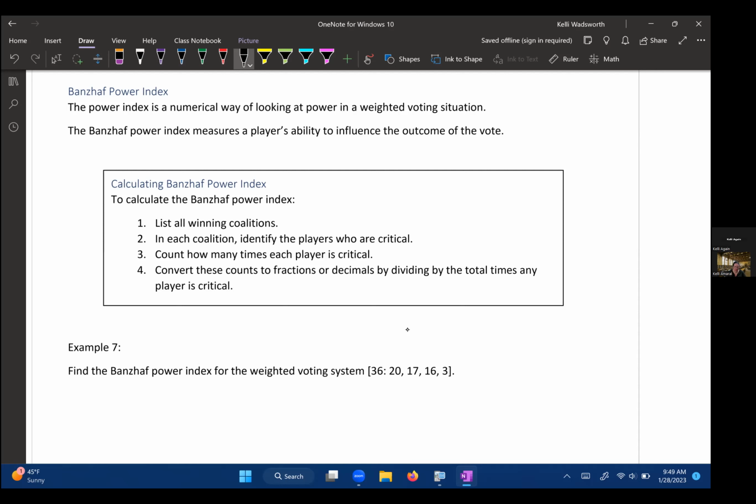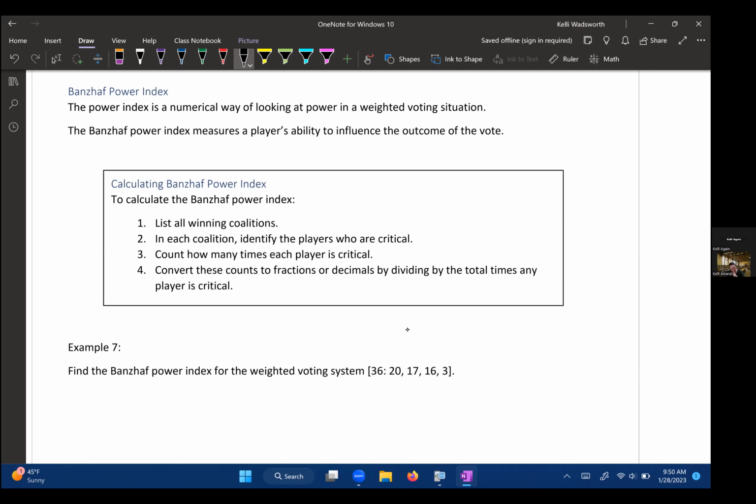Okay, so here is the big picture. How do you calculate the Banzhaf power index? First you have to list all winning coalitions. You have to list them all. Then for each coalition, you identify the players who are critical. You could circle them, you could underline them, you could do whatever you want, but you want to identify the players who are critical.